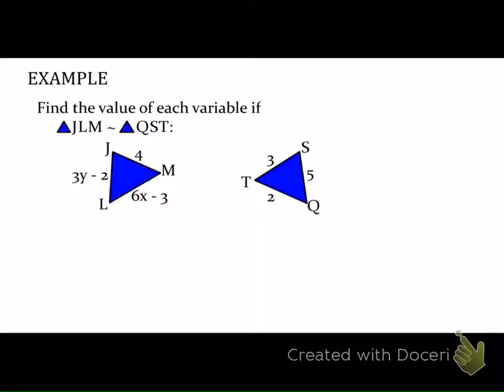Okay, so it says find the value of each variable if triangle JLM is similar to QST. So we know that JL over QS is proportional to LM over ST, which is proportional to JM over QT. How did I find those? Harmony said these two line up in the similarity statement, these two line up, and these two line up. I did that so it's easier when I write out all of the numbers.